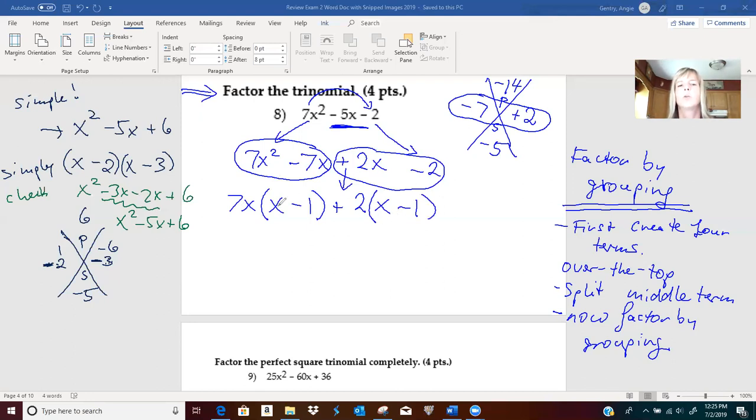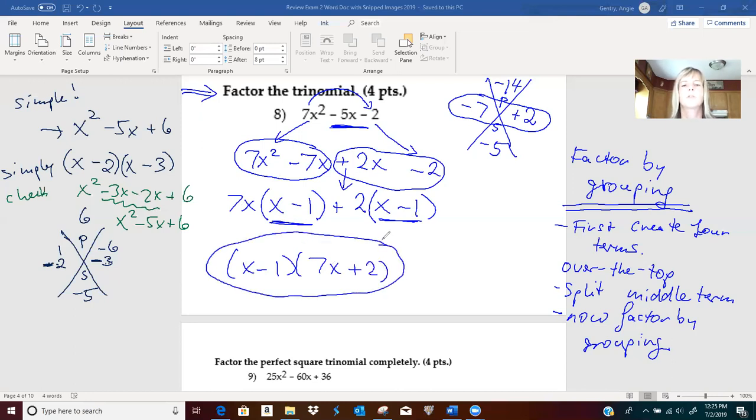True. Now you have 2 terms. They have a common binomial factor. I'm going to pull that forward, put the leftovers in the second set, and now I'm done because it's completely factored. And if you check it by foiling, it will go back to the original.